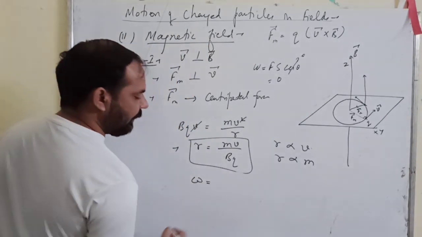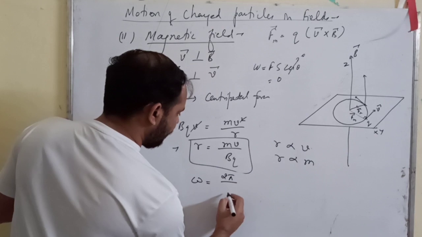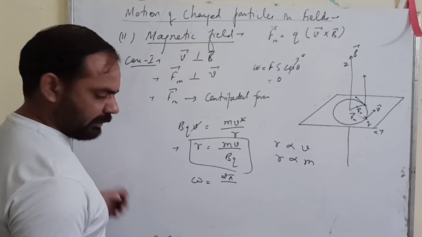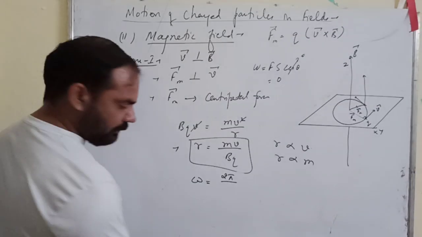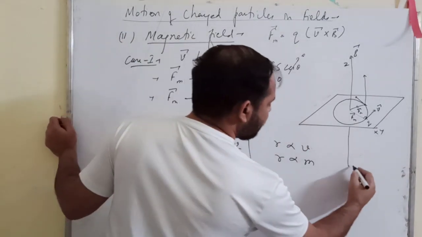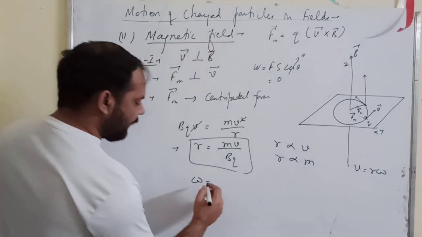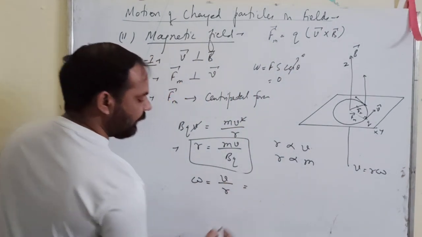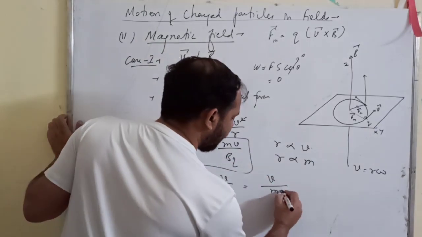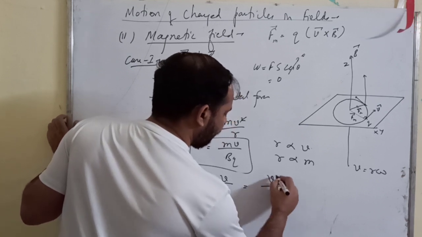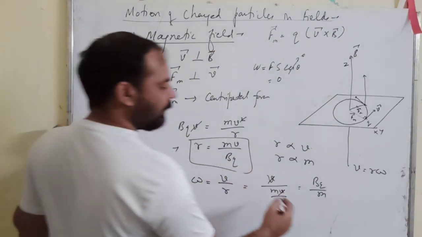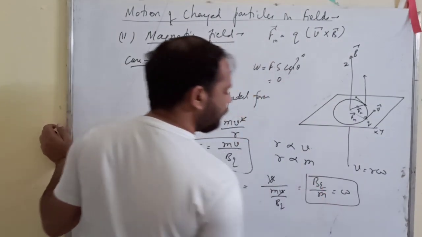How much will be the angular frequency? It is 2 pi by, just a minute, we will not take this one because we have not obtained the time period. We have a formula, v equals R omega. So omega equals v upon R, right? Now v is v itself, R is mv upon BQ. v and v will cancel and you get BQ upon m. So omega is equal to BQ upon m.